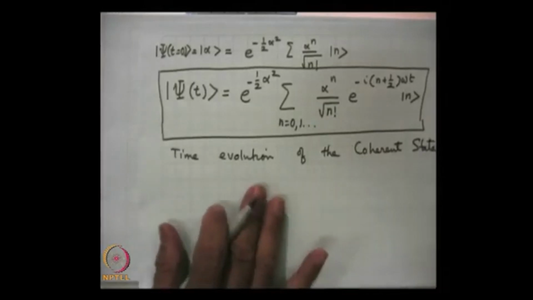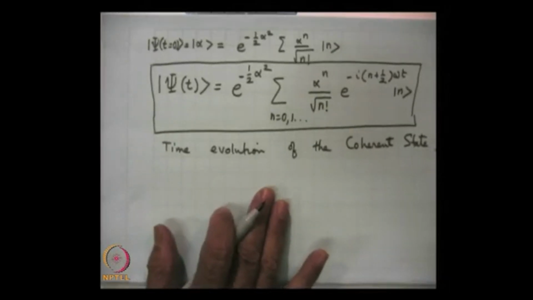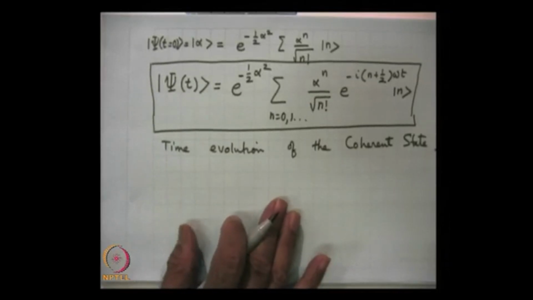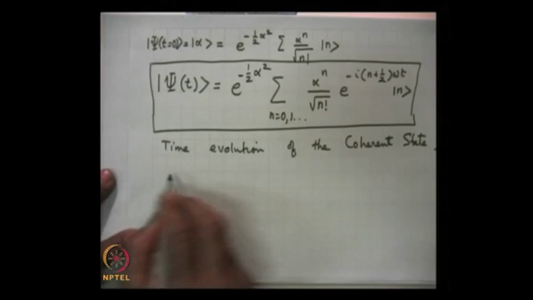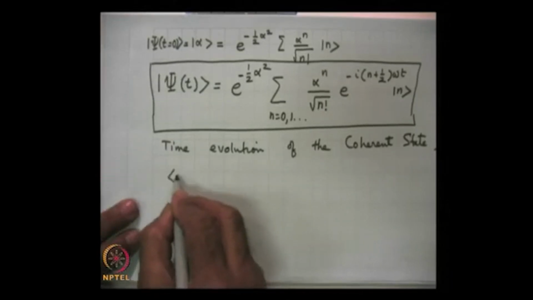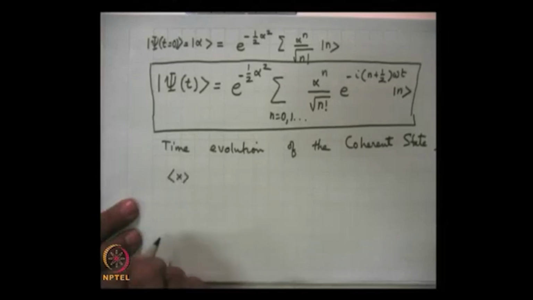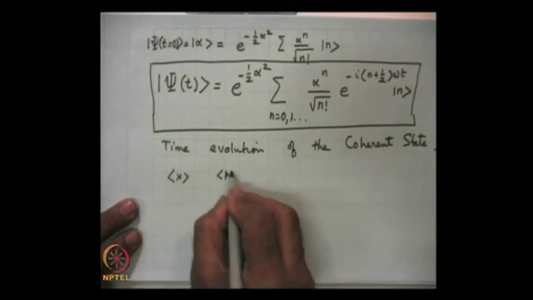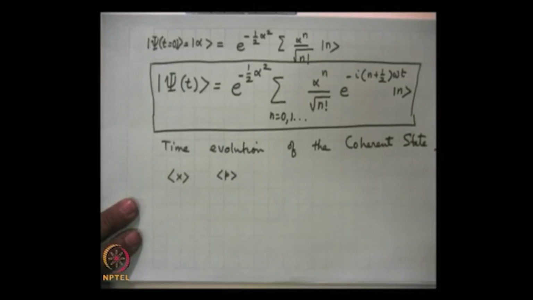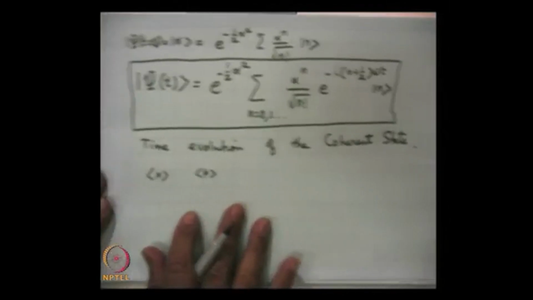Now, why am I stressing this? What we will do is, this is my time evolution of the coherent state. Let me first find out the expectation value of x, the position coordinate, and the expectation value of the x component of the momentum.